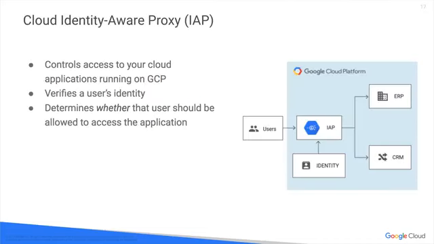Cloud Identity-Aware Proxy, IAP, controls access to your cloud applications running on GCP. IAP verifies a user's identity and determines whether that user should be allowed to access the application. IAP allows you to establish a central authorization layer for applications accessed by HTTPS. IAP lets you adopt an application-level access control model instead of relying on network-level firewalls.